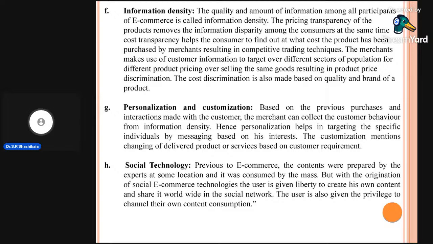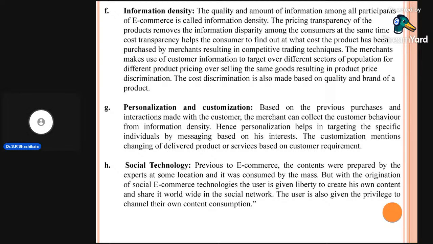The next feature is information density. Information density indicates the quality and the amount of information among all the participants of e-commerce. Here, the pricing transparency of the product removes the price disparity among the customers, and there is also cost transparency. Merchants make use of customer information to target different sectors of the population with different product pricing for the same goods. Price discrimination is also made based on the quality and the brand of the product. So this is information density.